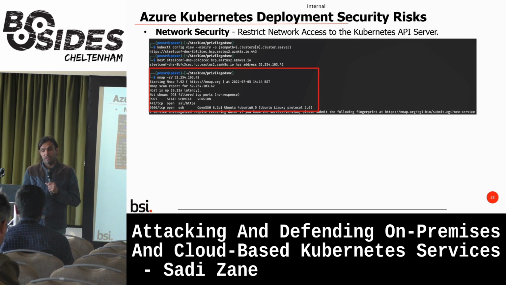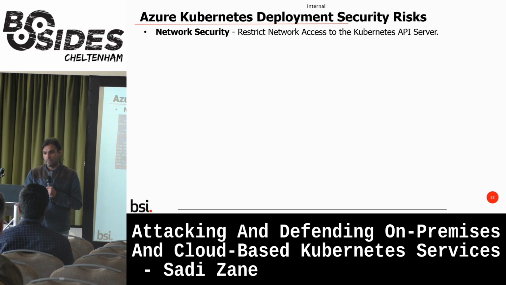So my recommendation is that the first thing you want to do is restrict your API server to only your network. You don't want to be exposed to the public, because any vulnerability in your cluster would give an attacker direct access to your Kubernetes cluster. I think I'm conscious of time.